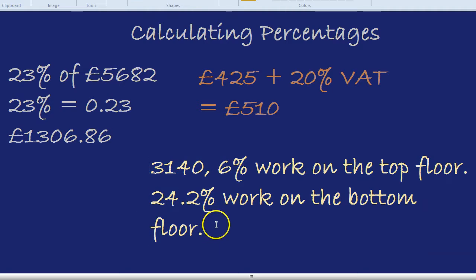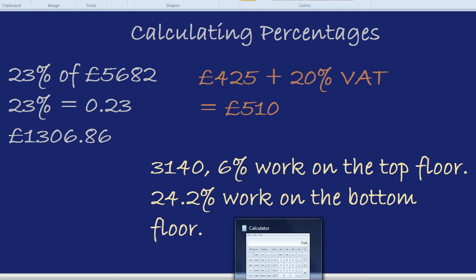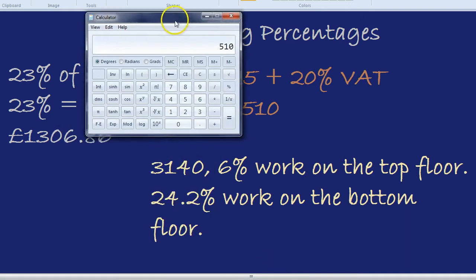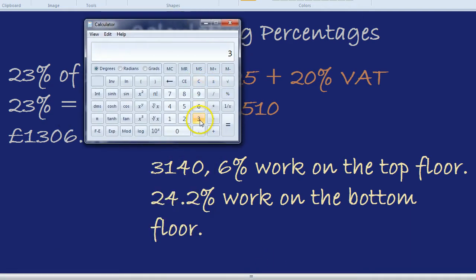You need to work out how many people work on all the other floors. So 6% work on the top floor, 24.2% work on the bottom floor. So how many people work in all the other floors? There's two main ways of doing this. You could find out what percentage work on the other floors by doing 100 minus 6 minus 24.2, and then work out that percentage of 3,140, or you could get each percentage in turn and then add it up.